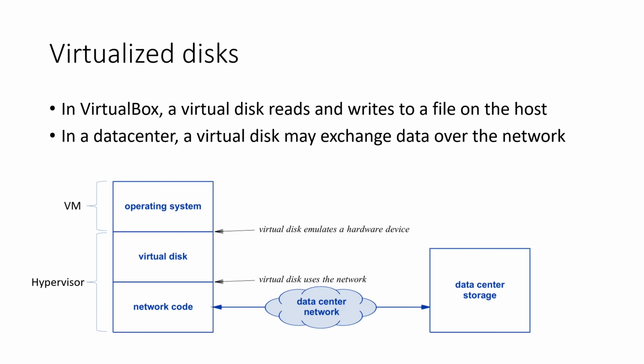In a data center, as we've talked about, virtual disks may be stored over the network on a different server. So in this case, the virtual disk inside the VM will take the requests. It will trigger the network code to exchange data with the data center storage over the network. So this code for the virtual disk and the network code is controlled by the hypervisor, and the operating system will call these functions on the hypervisor to store data. So the operating system thinks it has a local disk, but in practice, what happens when it makes a request to the virtual disk is that data is exchanged over the network. So the VM doesn't need to know about what's happening on the lower layers. It just thinks that it has a disk.